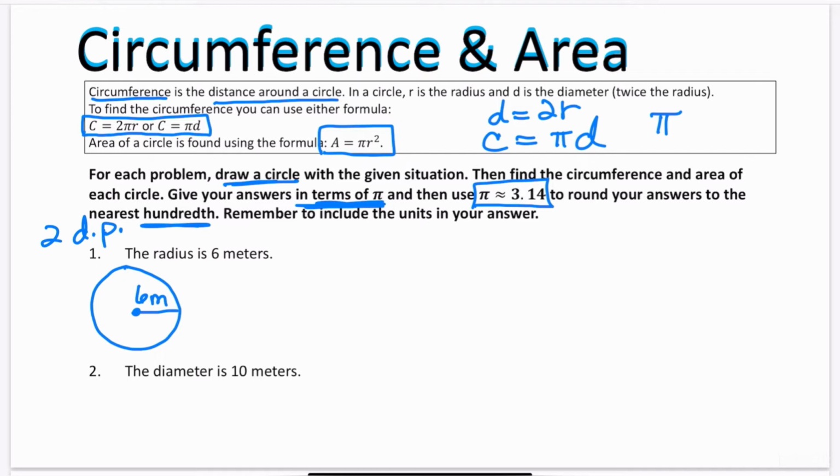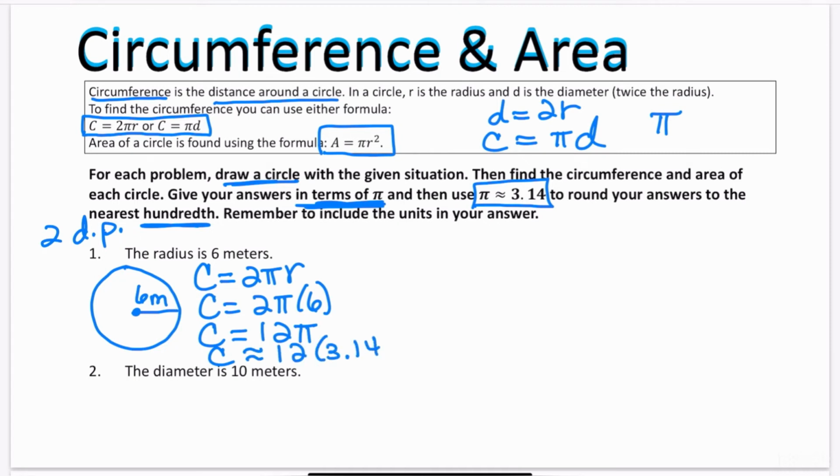So it says find the circumference in terms of pi. So the circumference formula is 2 pi times the radius. The radius is 6. 2 pi times 6 means that this is equal to 12 pi. And now if I'm going to multiply by 3.14, that means that the answer for the circumference is approximately 37.68, and the units are meters. So 12 pi meters and 37.68 meters.